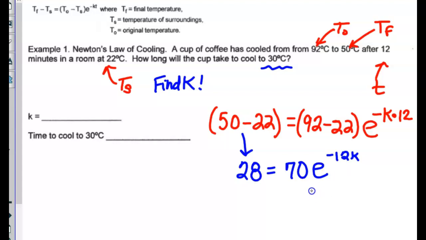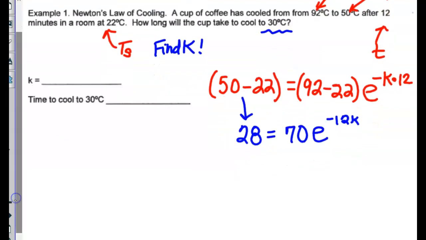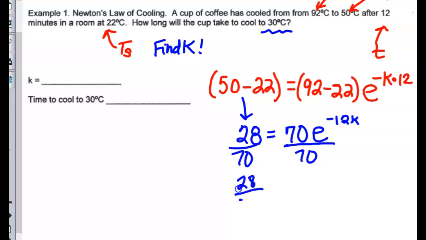All right, first step. Yes, divide by 70. And I'm going to leave that as just 28 over 70. This one happens to come out nice, but a lot of times that's a really ugly number. So it's better to just leave it until later. So now I have 28 over 70 equals e to the negative 12k.